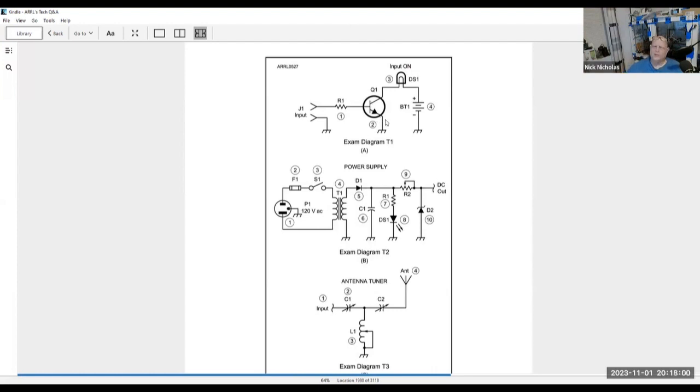If the arrow points out, it's an NPN. If the arrow points in, it's a PNP. The difference is that if the arrow points to the negative direction, so pointing out, it's NPN. Pointing in, it's pointing to P, PNP. Okay.